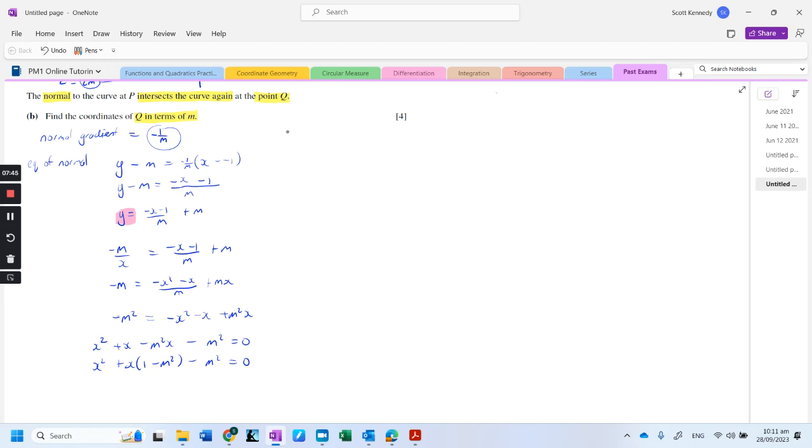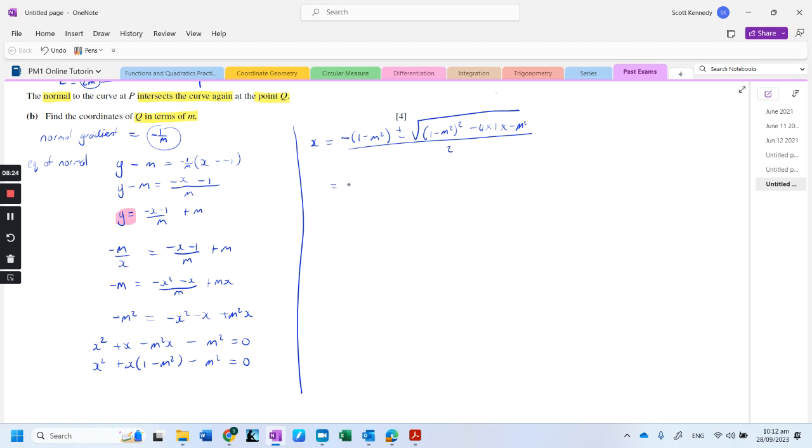And now, maybe I'll move over to here. I need to solve this equation. So x equals, I'm going to use my quadratic formula. So it equals minus b, so minus bracket 1 minus m squared, plus or minus the square root of b squared, 1 minus m squared squared, minus 4 times a, so 4 times 1 times c, which in this case is negative m squared, all over 2 times a, so 2 times 1, which is 2.